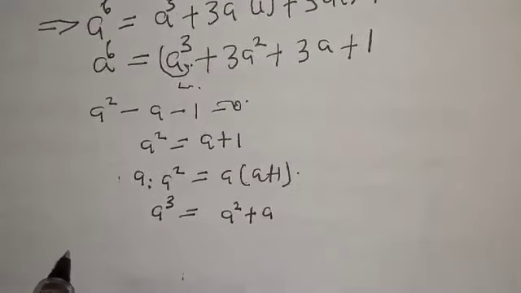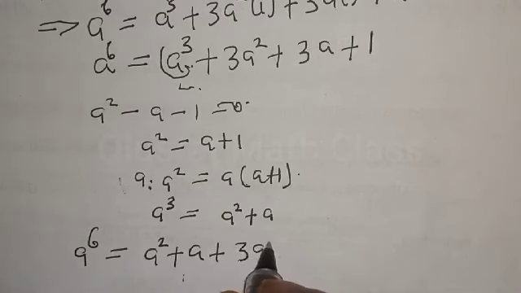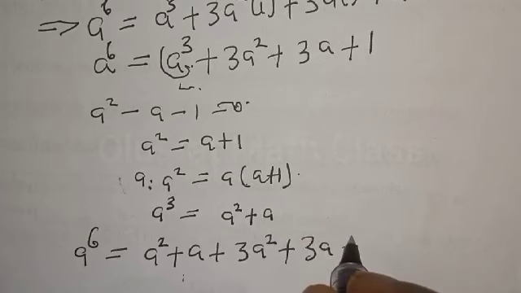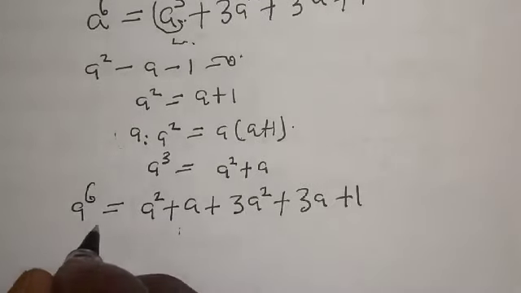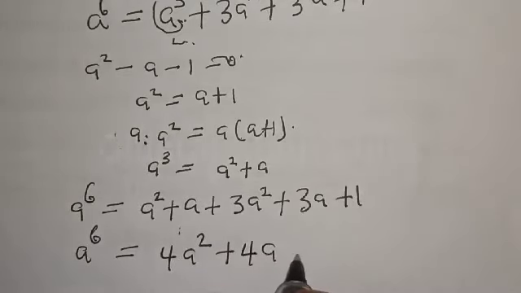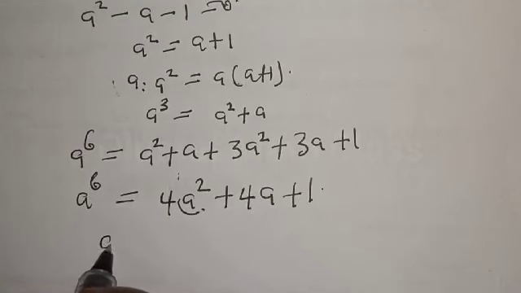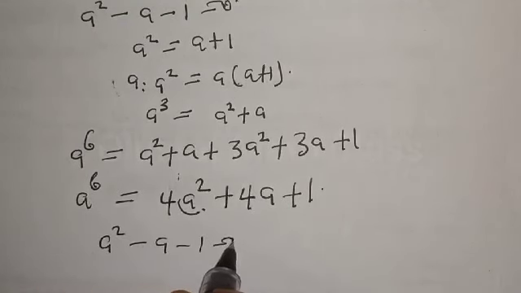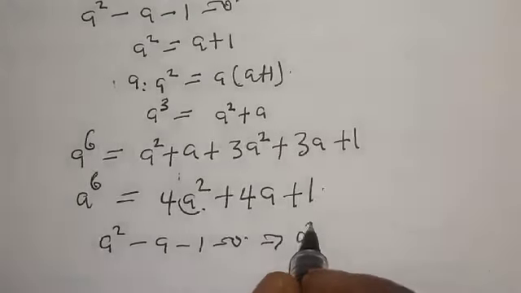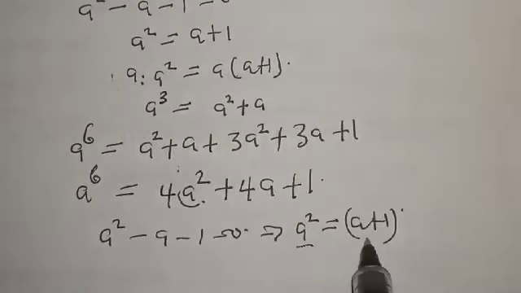This implies that a raised to the power 6 is equal to a square plus a plus 3a square plus 3a plus 1. This implies that a raised to the power 6 is equal to a square plus 3a square, we have 4a square, plus a plus 3a, 4a, plus 1. Let's try and manipulate this. We know that a square minus a minus 1 is equal to 0, so a square is equal to a plus 1. We already know that. Now anywhere you see a square, you put this a plus 1 there.